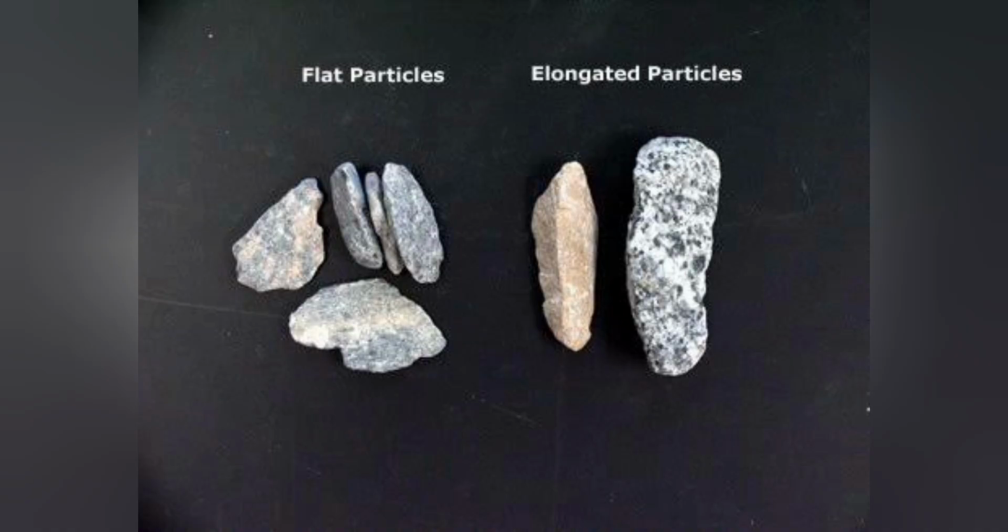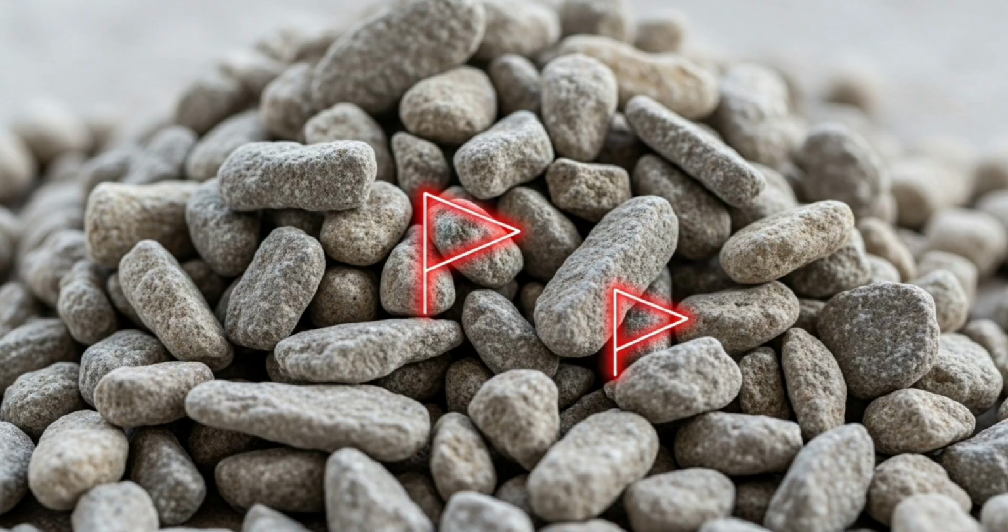Why do we care? Excessive flaky and elongated particles are problematic. They require more water in the mix to achieve workability, which can weaken the concrete. They also break more easily, create poor particle packing leading to more voids, and can make the concrete difficult to compact properly, resulting in honeycombing.